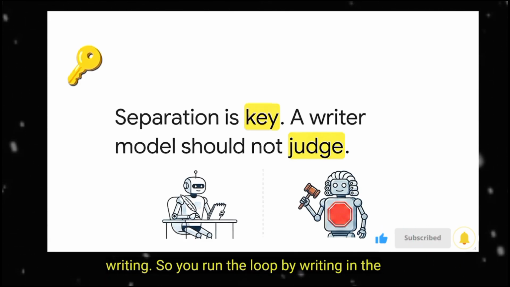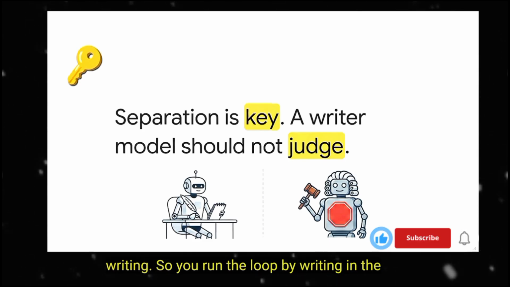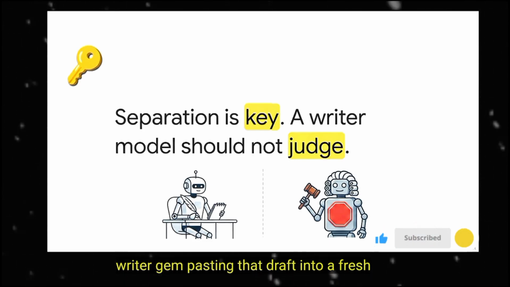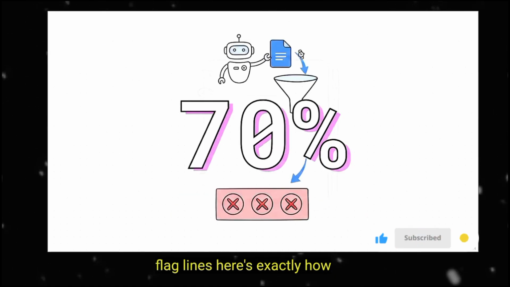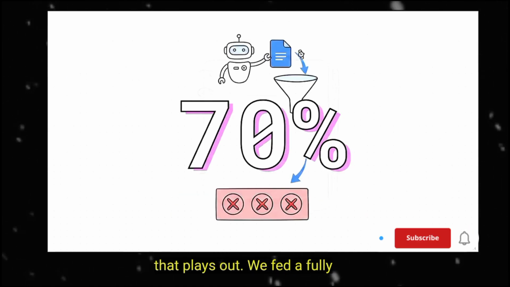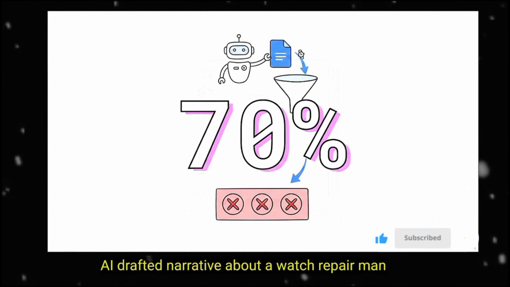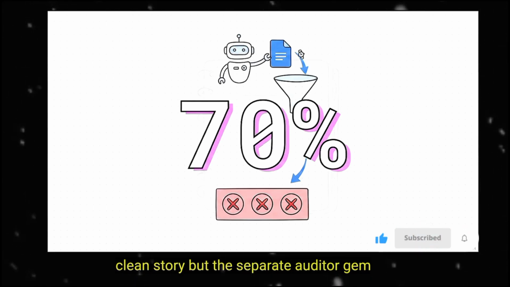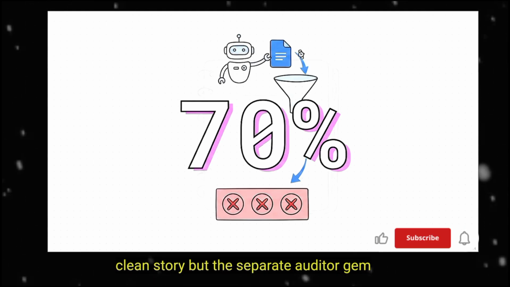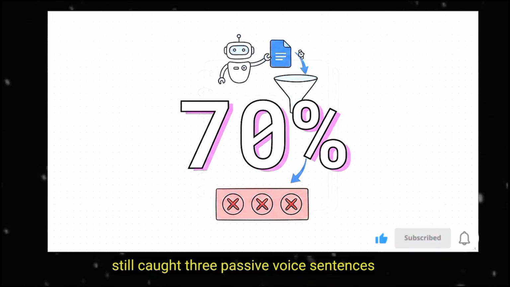defend its own writing. So, you run the loop by writing in the writer gem, pasting that draft into a fresh auditor chat, and then fixing only the flag lines. Here's exactly how that plays out. We fed a fully AI-drafted narrative about a watch repairman into the writer gem, and it produced a very clean story. But the separate auditor gem still caught 3 passive voice sentences immediately.